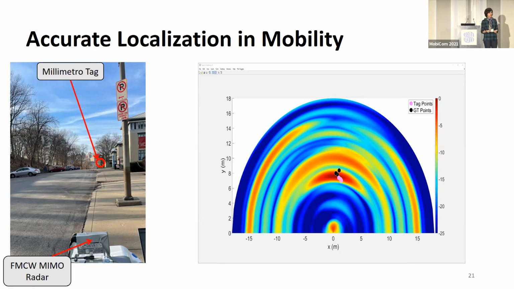So the tag could be easily moved. The chirp duration is on the order of milliseconds, so we can still localize the tag instantly.